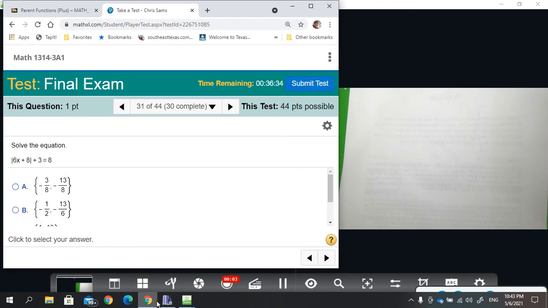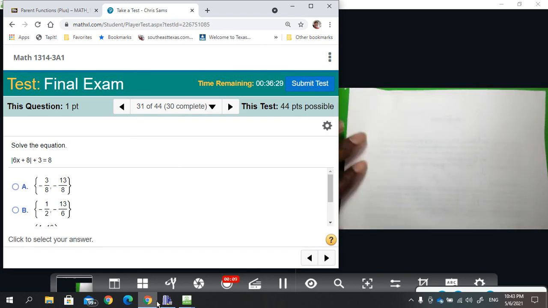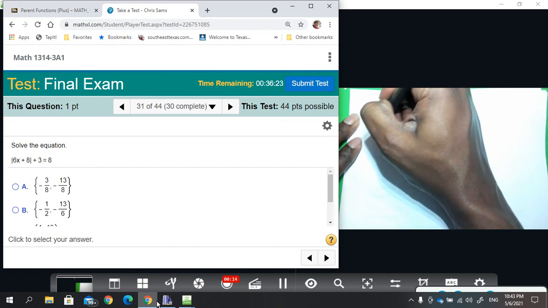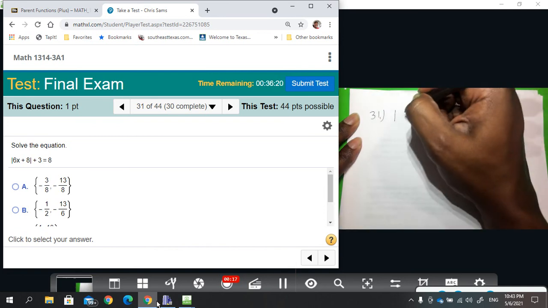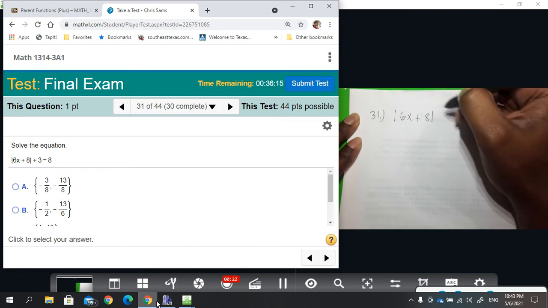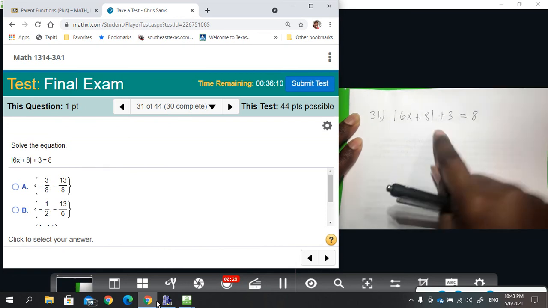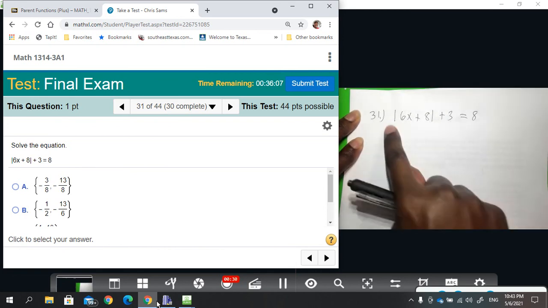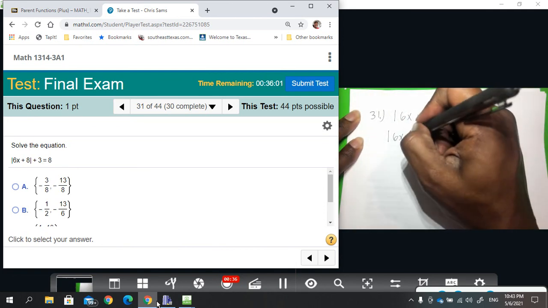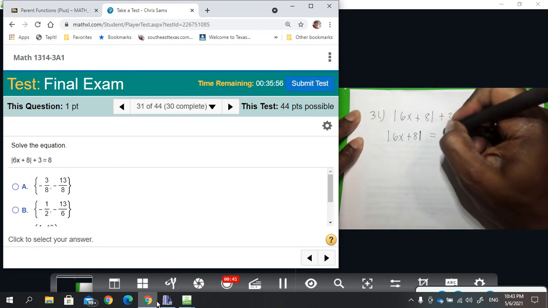Number 31 wants us to solve the absolute value equation. You might want to recall that when you do absolute value equations, you have to isolate the absolute value. Right now we have the absolute value of 6x plus 8, and then we have a plus 3 on the same side, equals 8. We have to first subtract 3 and isolate this absolute value. So we have the absolute value of 6x plus 8 equals 5.